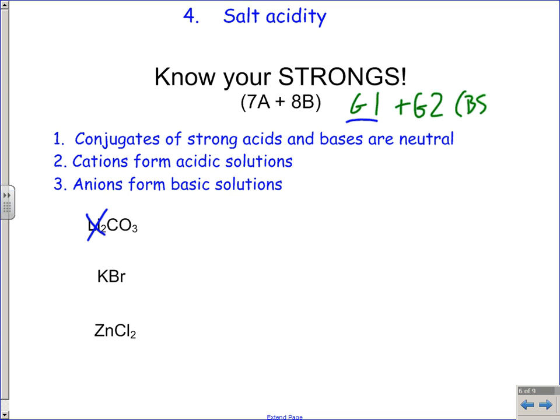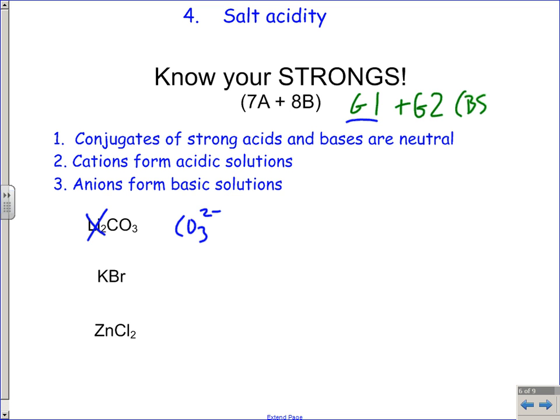And that leaves us with carbonate, CO3 2 minus. Well, that's a negative ion. So is there a base? Yeah, well, there's carbonic acid, but it's not one of our strongs. So it's a weak. So this would be our active ion. CO3 2 minus is our active ion.